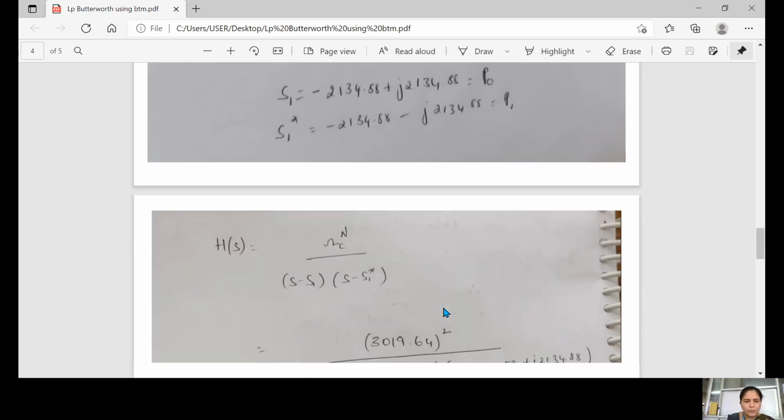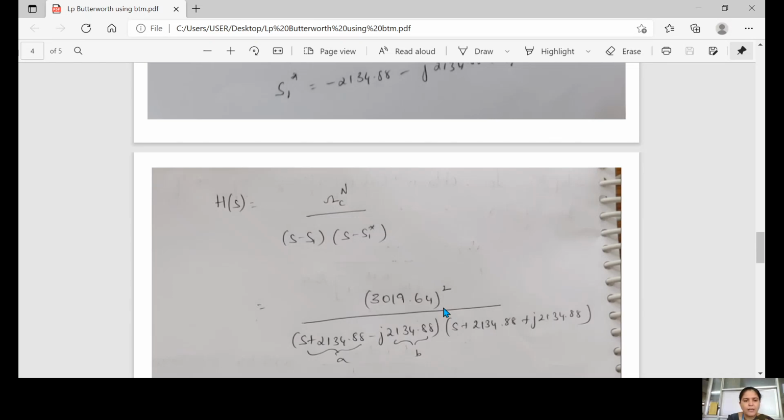So now to get the system function, H of s is equal to omega c to the power of n divided by (s minus s1) into (s minus s1 conjugate). So we know the cutoff frequency omega c, what we have got is 3019.64, whole to the power of 2, divided by s minus s1. Substitute what is s1, what is s1 conjugate. So you will be getting it in this form.